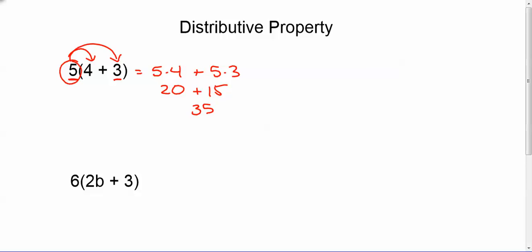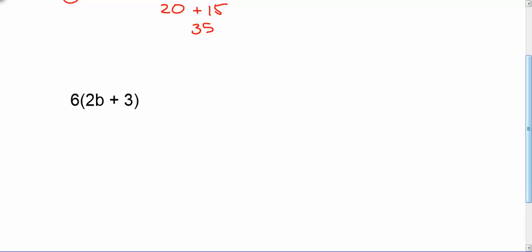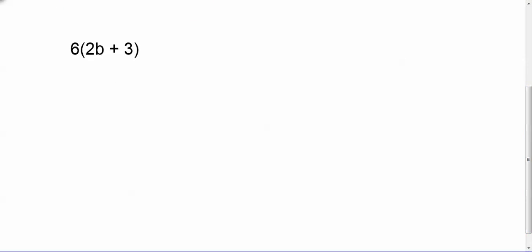When we are looking at this with algebra, instead of having just numbers, we're going to have some variables in there too. So we're going to multiply both sets of terms here. So we have 6 times 2b. Well, 6 times 2 is 12, and we still have to multiply it times that b. Plus 6 times 3 is 18.